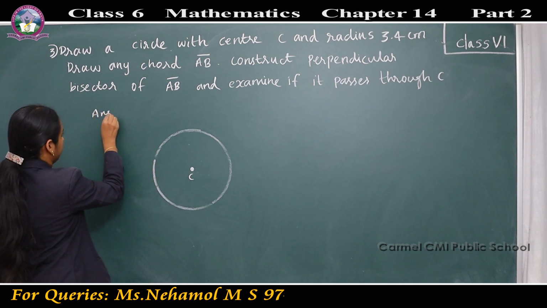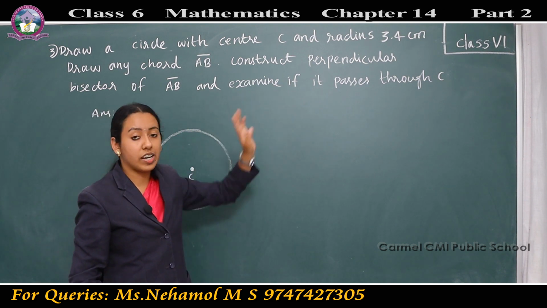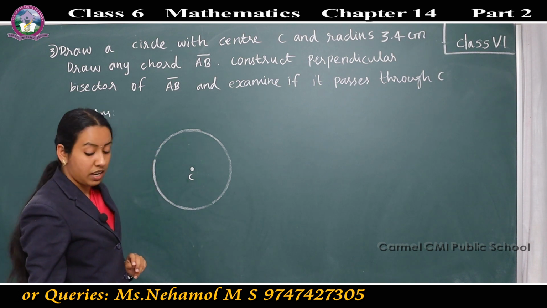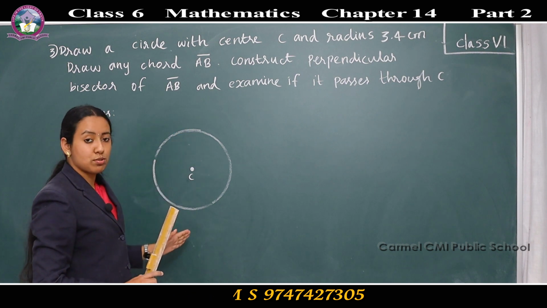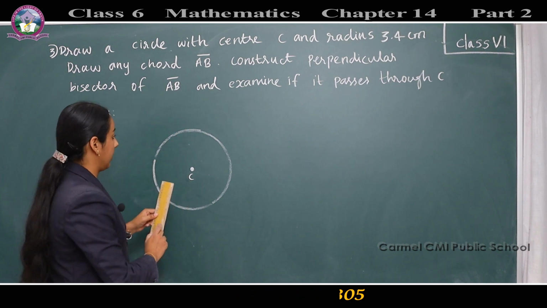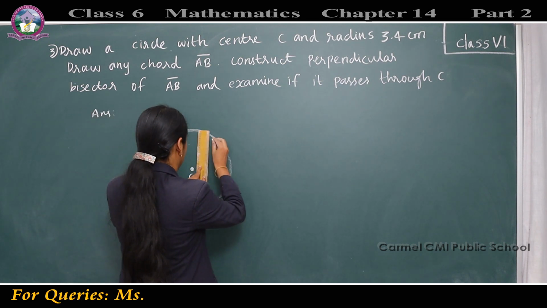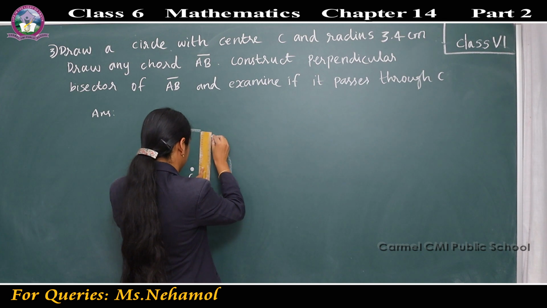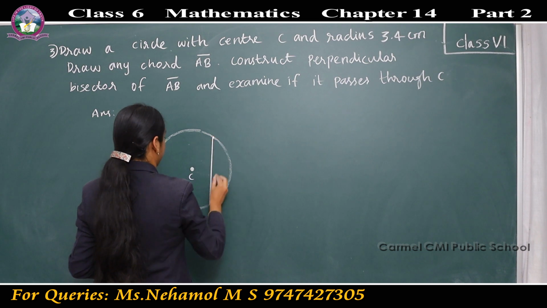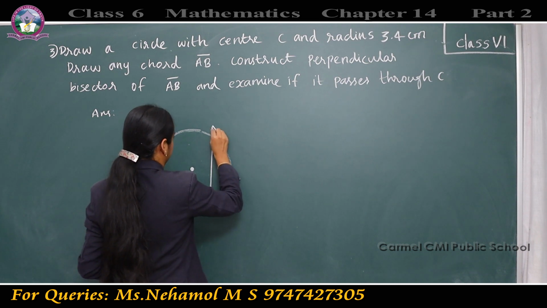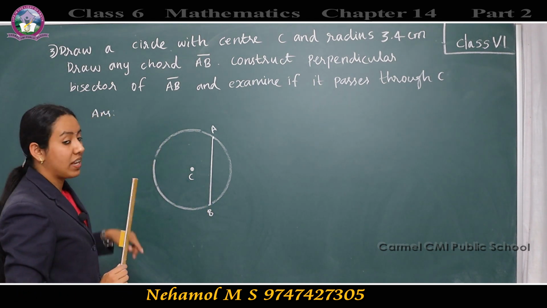Answer. Here I draw circle with the center C and radius 3.4 centimeter. Now we can draw a chord. What is a chord? A line segment joining any 2 points on the circle. This is a chord. Chord AB. Then construct perpendicular bisector of AB.